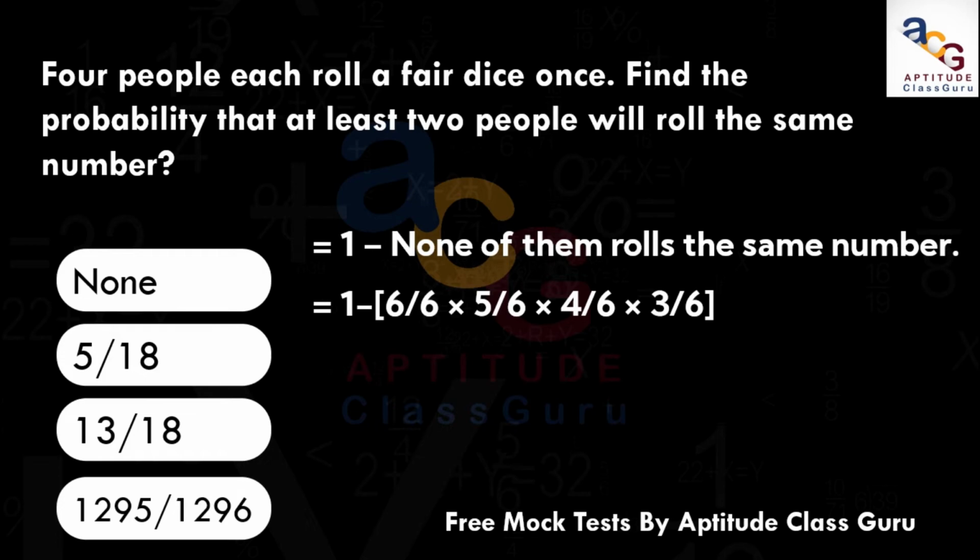After throwing a die and getting a number, the only chance for the second person is 5 by 6, because he is left with only 5 possibilities. For the third person, it reduces by another 1, so 4 by 6. And for the fourth person, it reduces by another 1, so it becomes 3 by 6. So 6 gets cancelled, and 2 gets cancelled here 2 times, 2 gets cancelled here 2 times, and 2 gets cancelled here 3 times. So I am left with 1 minus 5 by 18, which is nothing but 13 by 18. That is the answer.